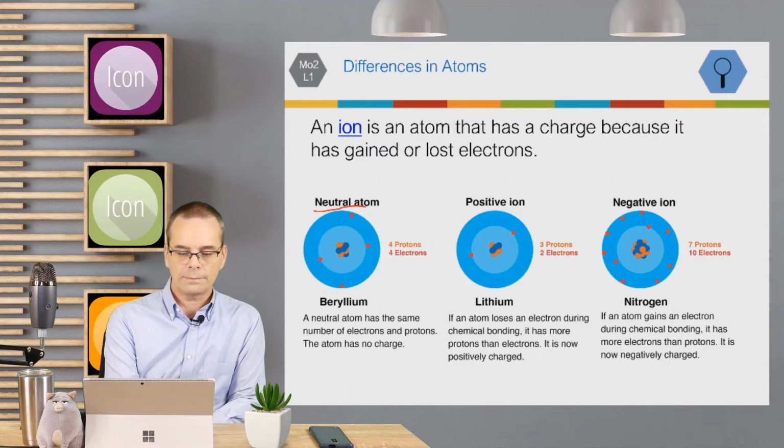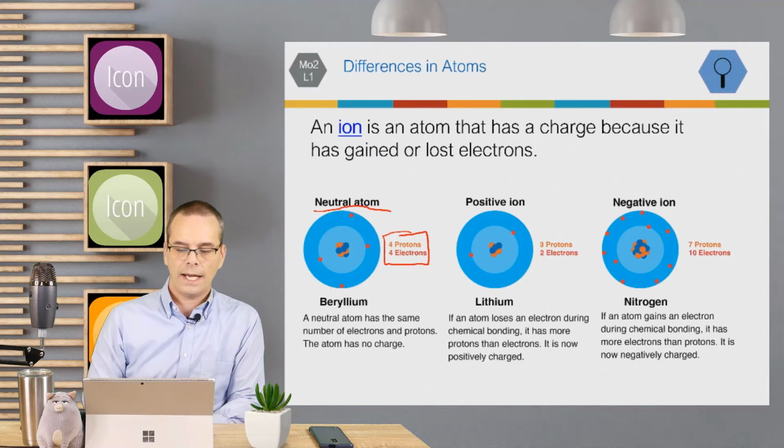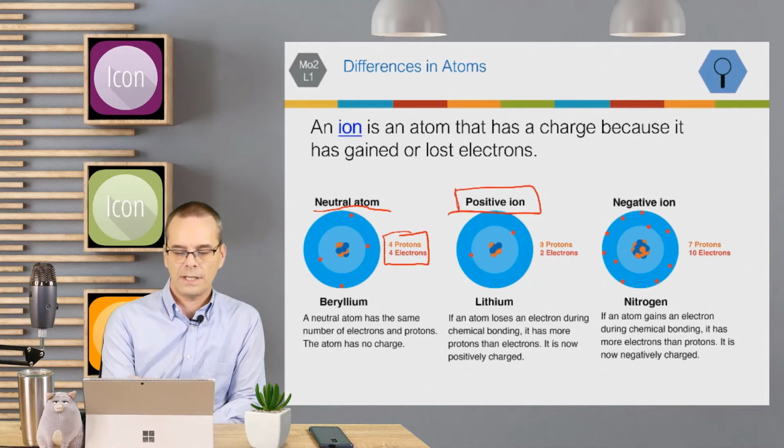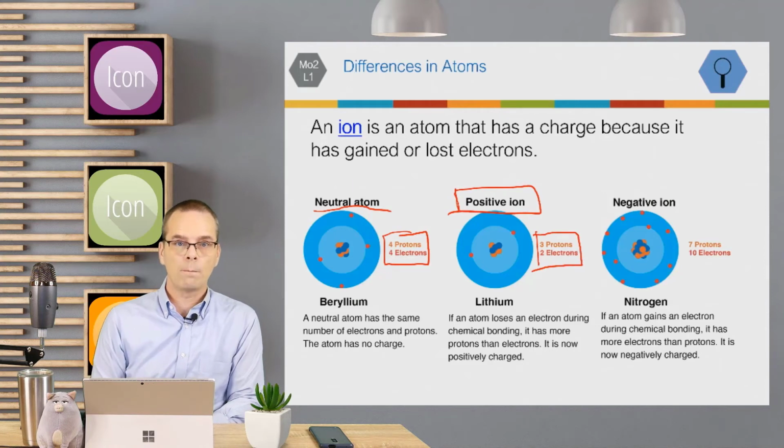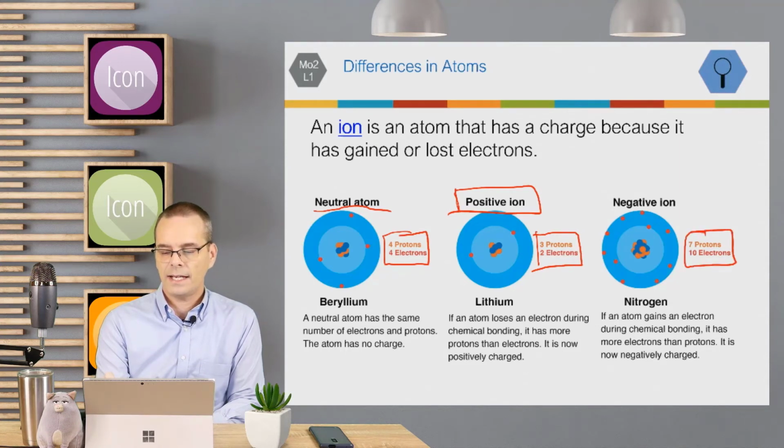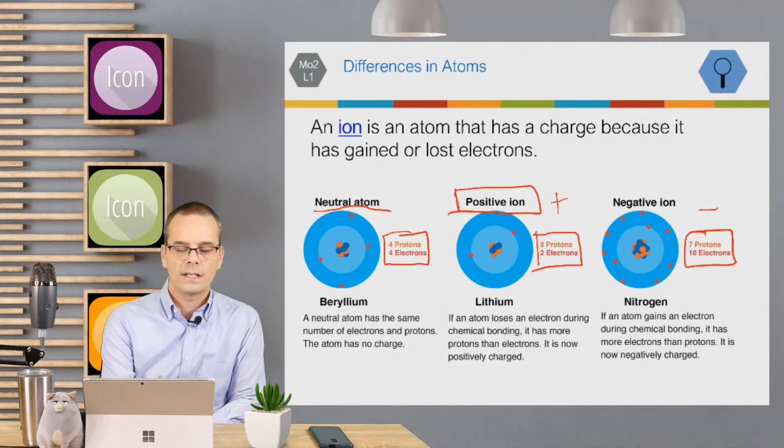So here's a neutral atom. You have 4 protons and 4 electrons, right? And it's called beryllium. But then we say, well, look at this positive ion. And what's happened here is now the number of protons are more than the number of electrons. And that's lithium. An example of a negative ion is nitrogen, because it's gained 3 more electrons than it has protons. Electrons being negative, it has a greater negative charge. This one has a greater positive charge. And this one is balanced.